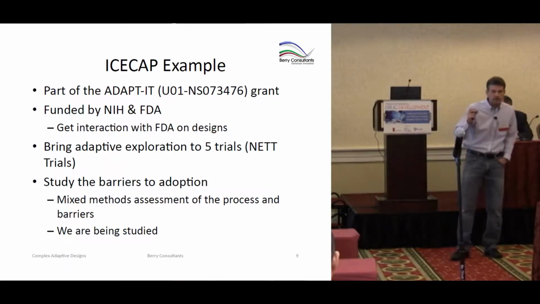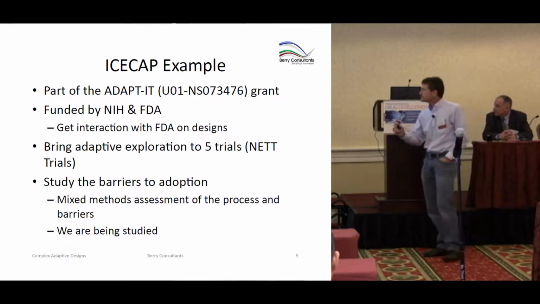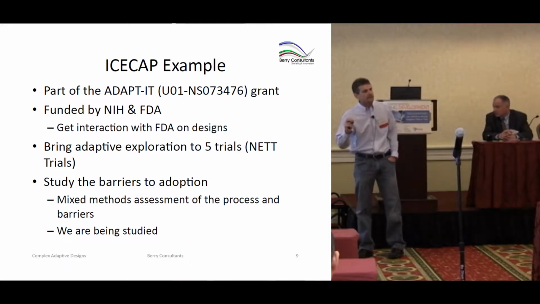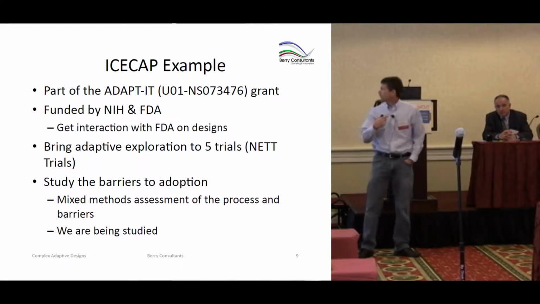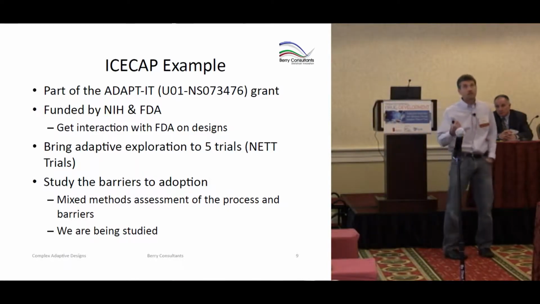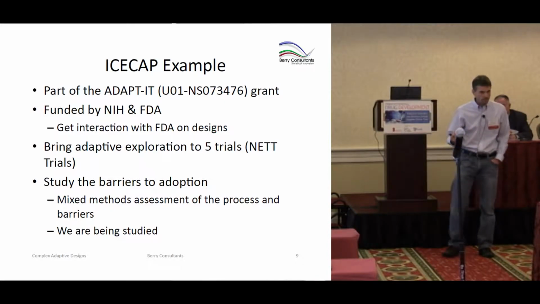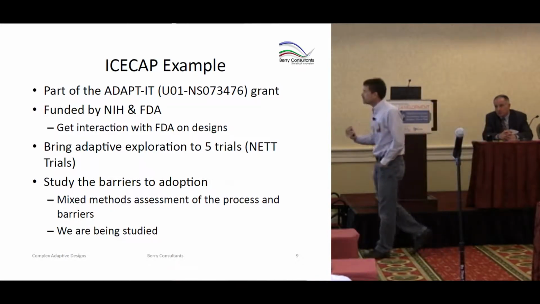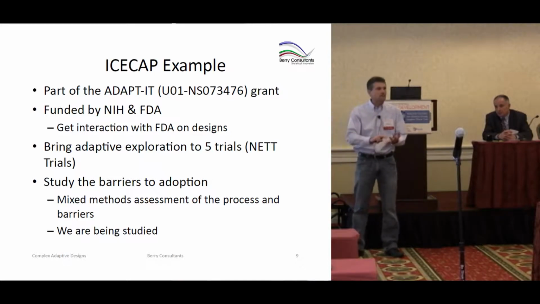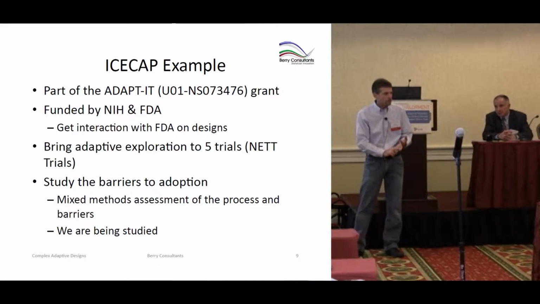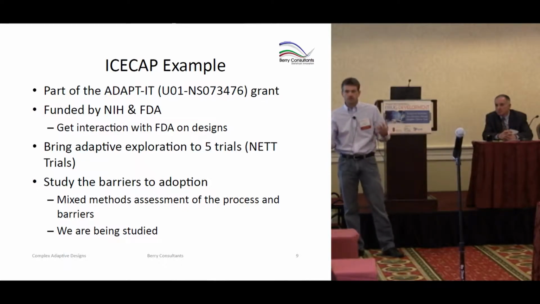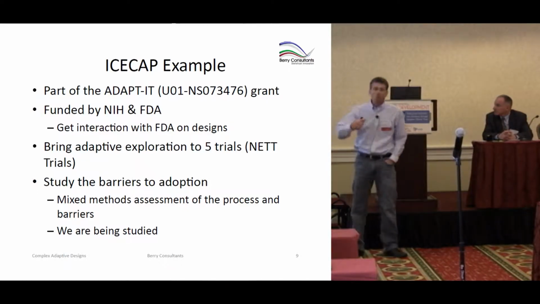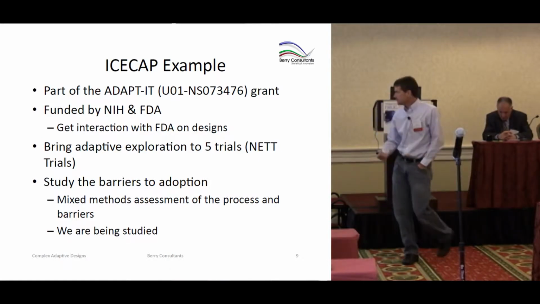It's really a cool project, unique in the sense that we interact with the FDA and clinical teams together in building these trials. We work on 5 trials that are in the Neurological Emergency Treatment Trials Network. So they're therapies that are used in the emergency room. It's cardiac arrest, stroke, spinal cord injury, epileptic seizures, I believe. These are the types of things that are treated in the emergency room. And so we're bringing adaptive technology to these.